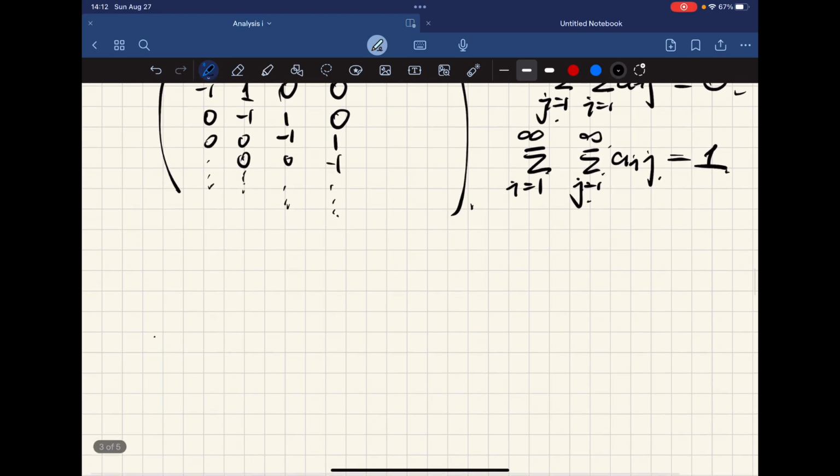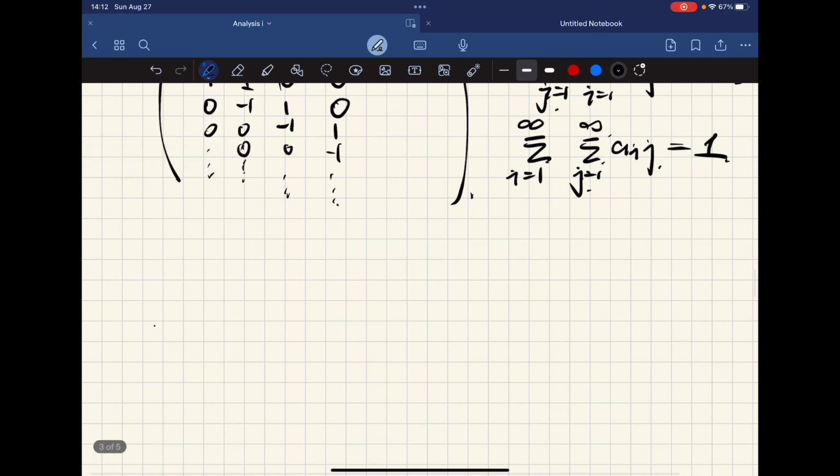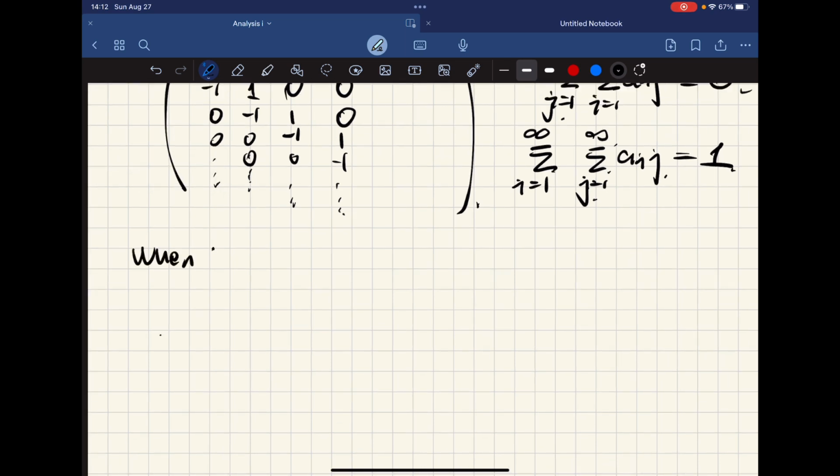And right, so now the natural question is, when is this true? When is this valid? When is switching the order of summation valid?